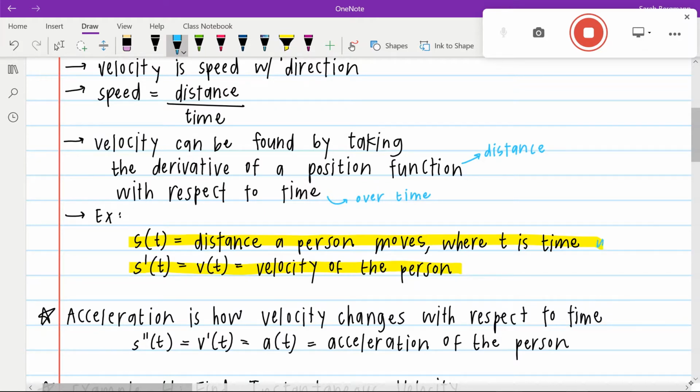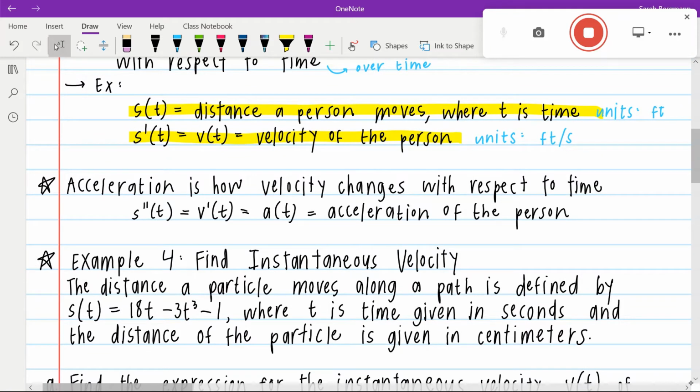Note that the units for position will be something like meters, feet, etc. The units for velocity will be the derivative with respect to time, so it could be like feet per second, for example.